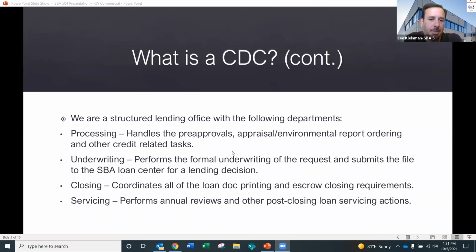So we're set up like a true lending institution, different departments to handle all the different tasks related to funding a second mortgage. The only difference is, we don't have the funds ourselves because, as I mentioned earlier, the funds come from Wall Street investors.